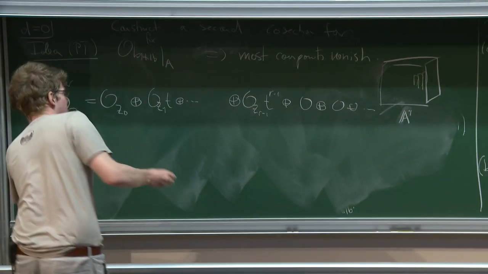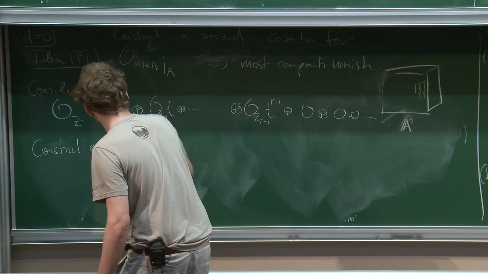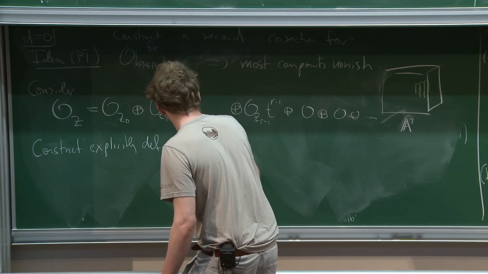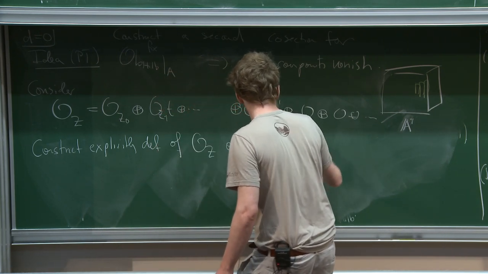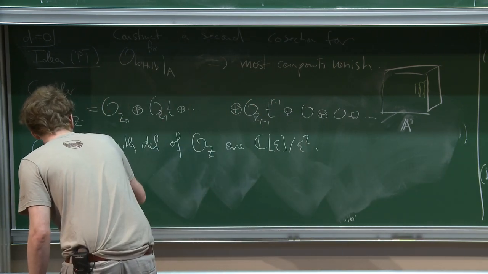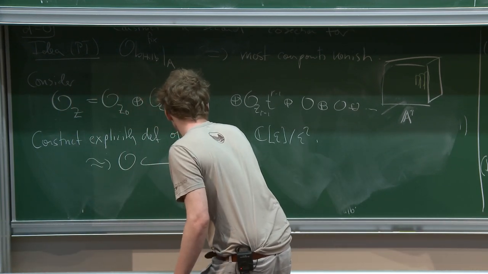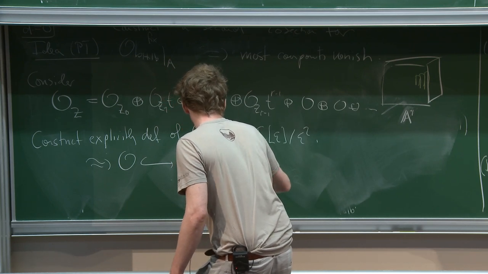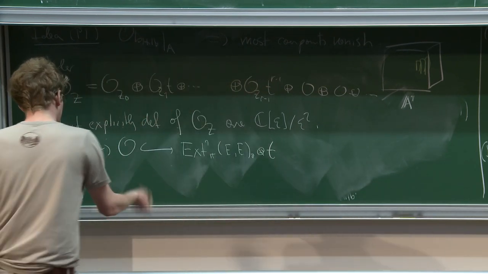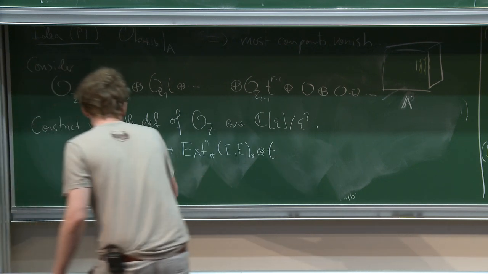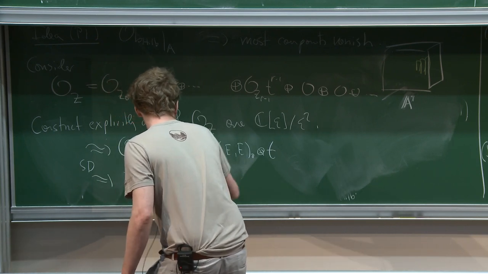And then they do something amazing, which is that they construct explicitly a deformation of this O_Z over the field of dual numbers. This yields a tangent vector. So from this you get a tangent vector inclusion in this Ext^1_π(E,E), and then I should put a T here. And then again, by the Serre duality argument, we get the cosection.